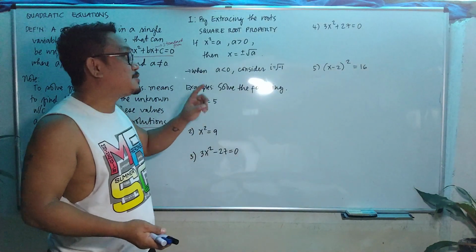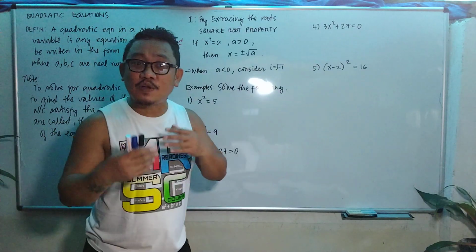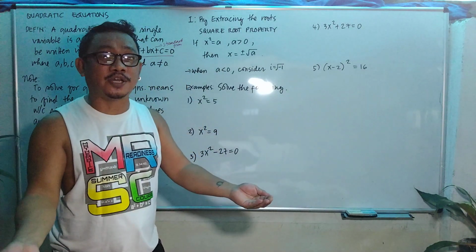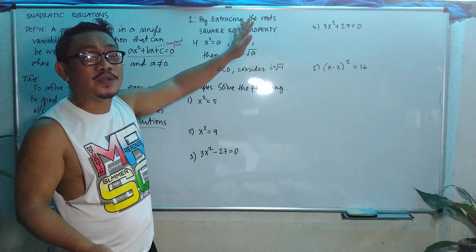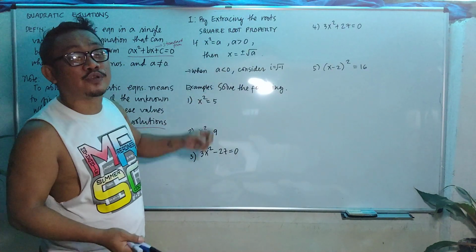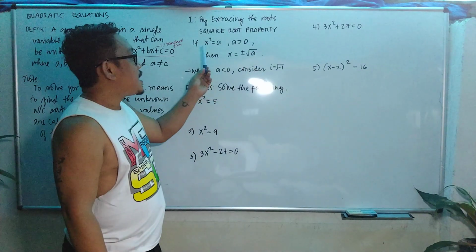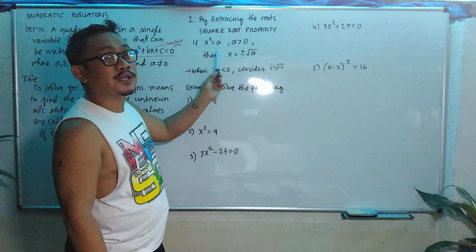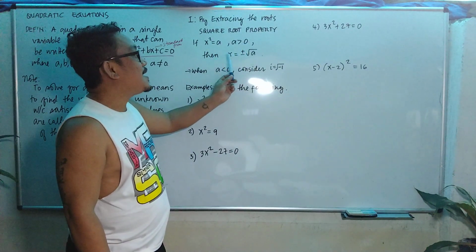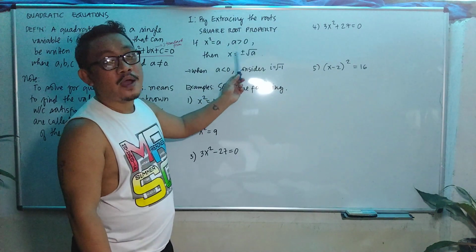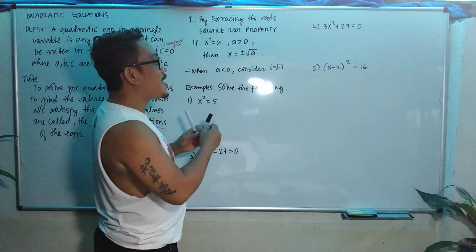But first, let us begin, number 1, by extracting the roots. Okay, ma-solve nato si quadratic equations by first extracting the roots nga method. Okay? To do that, let us consider the square root property. The square root property says that if x squared is equal to a, where a must not be equal to 0, then x is equal to positive negative square root of a. In other words, duwa iyang root.